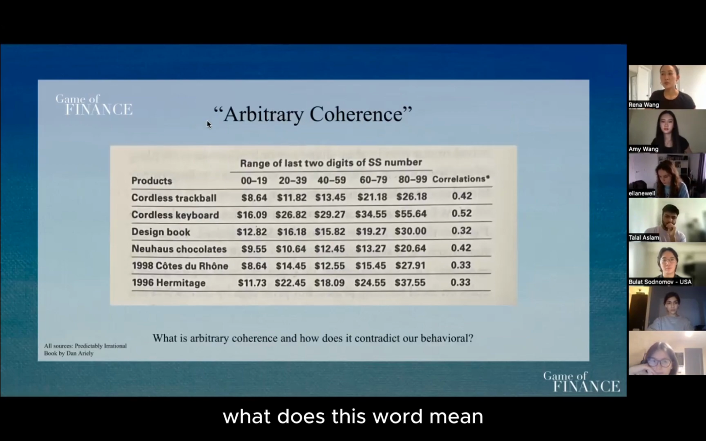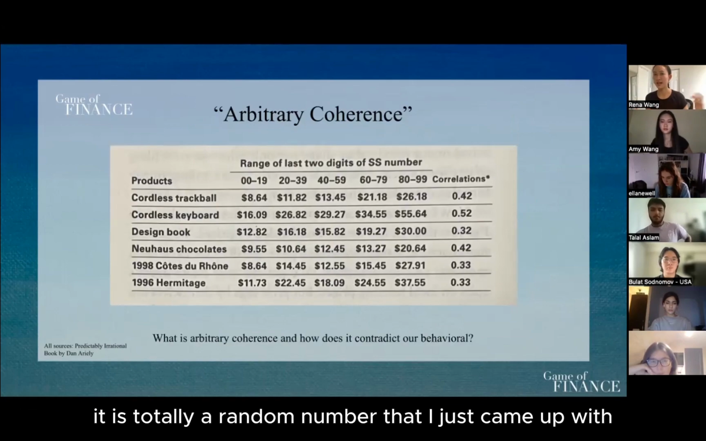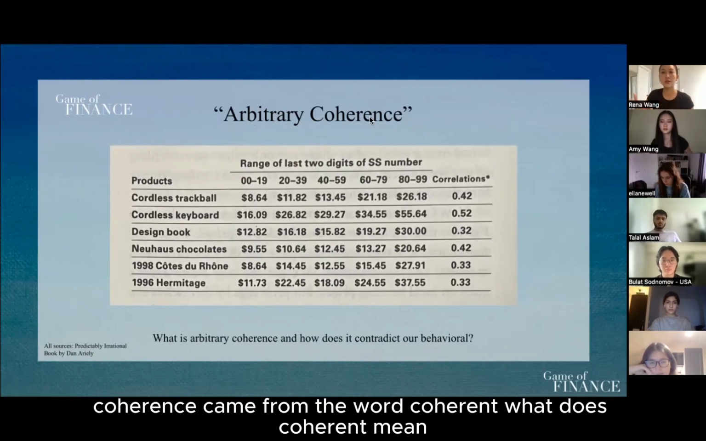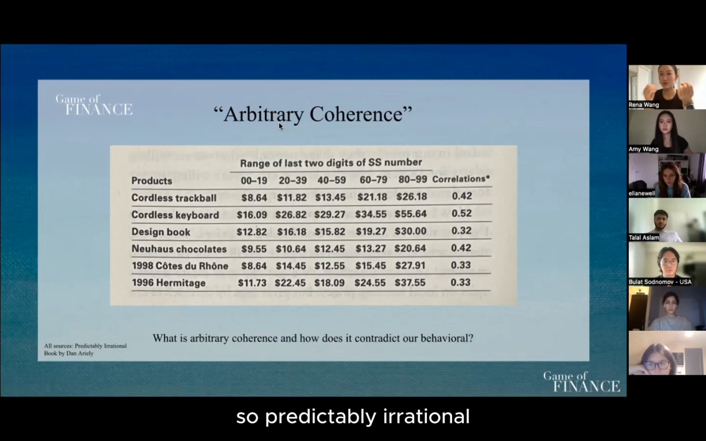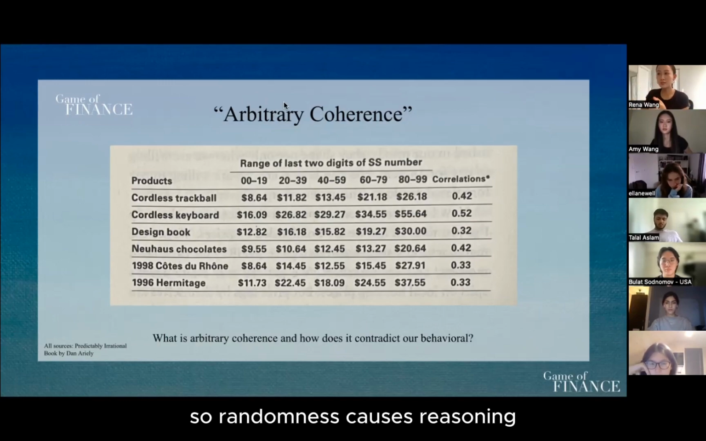We're introducing a concept called arbitrary coherence. Arbitrary, what does this word mean? Arbitrary means random, chance. The number I sent you is totally random, one I just came up with. Coherence comes from the word coherent. Coherent means logical, with reason. So arbitrary coherence means random, yet with reason. Predictably irrational: irrational is random, predictably is logical. Arbitrary coherence is a huge factor in behavioral economics. So randomness causes reasoning. The number is random.